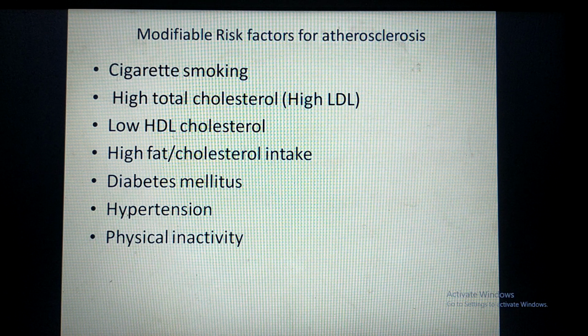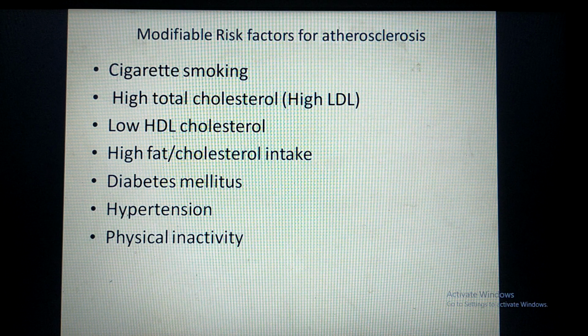Then high LDL level. The cholesterol is mainly transported through the LDL lipoprotein. So whenever there is high LDL level, there is increased cholesterol and the chances of atherosclerosis are more.